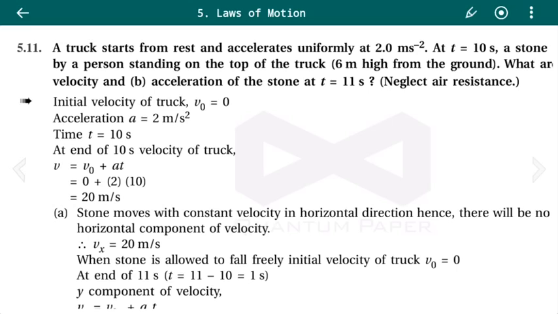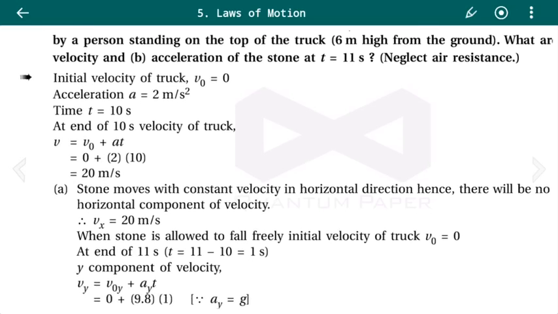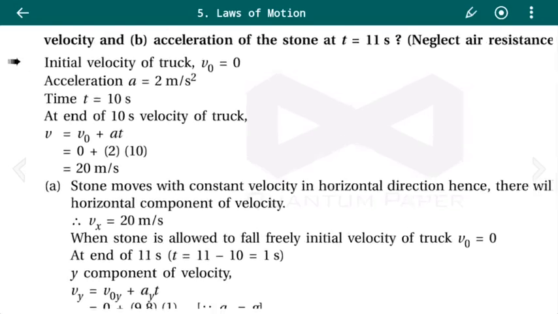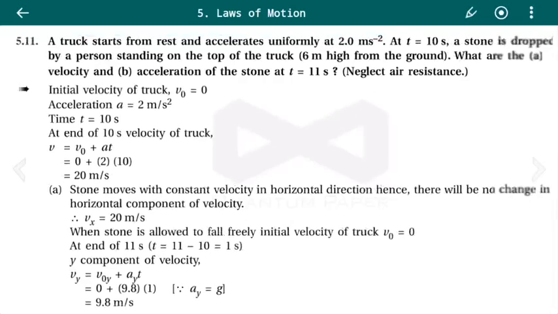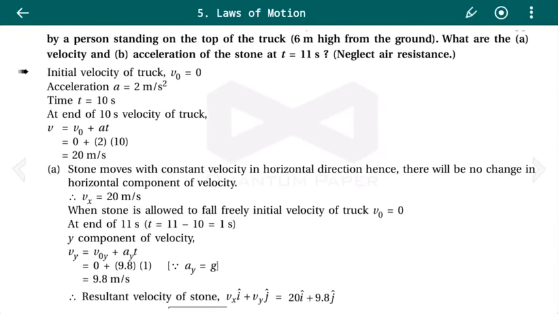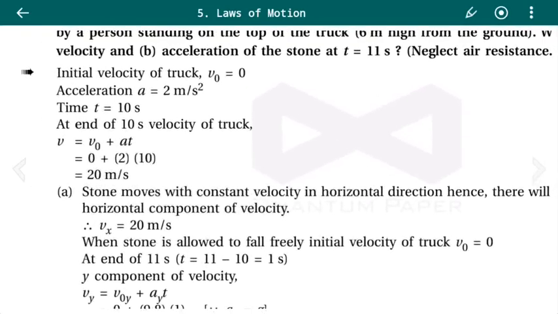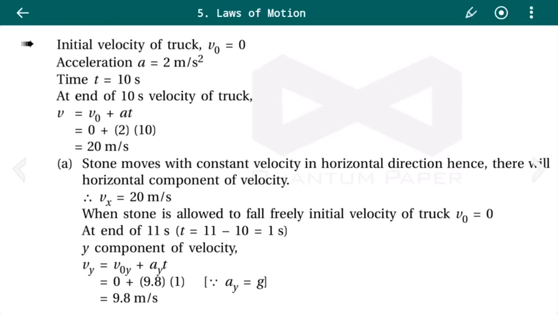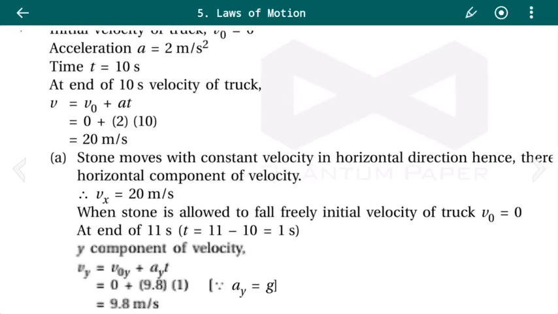At time t equals 10 seconds, that is at the end of 10 seconds, velocity of the truck, that is V equals V0 plus AT. Let us see the velocity. So V0 plus AT, here V0 is 0, acceleration is 2 and t given is 10. So it is 20 meter per second.